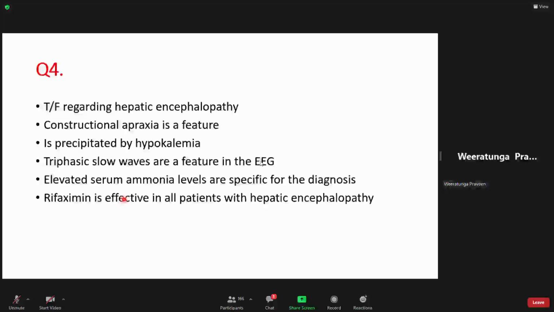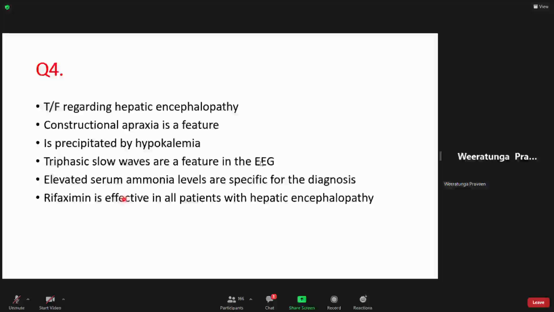If you don't have rifaximin, you can give metronidazole also. But rifaximin is the preferred guideline-recommended drug now. And you know that rifaximin kills the gut bacteria off. Lactulose doses are very important, those are probably more important. And also reversing the underlying cause.